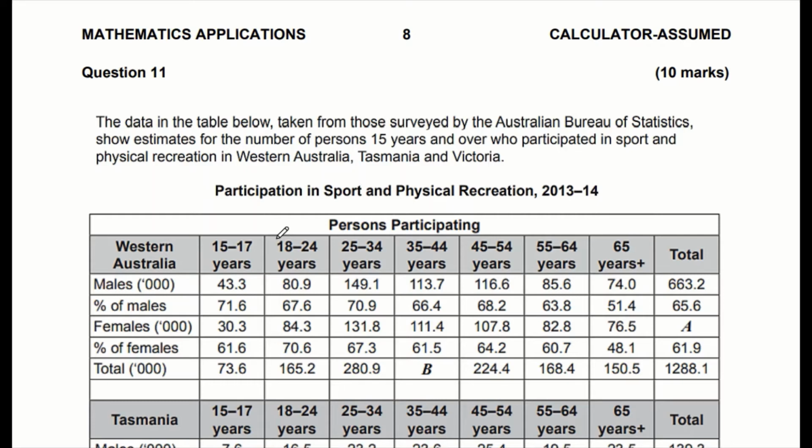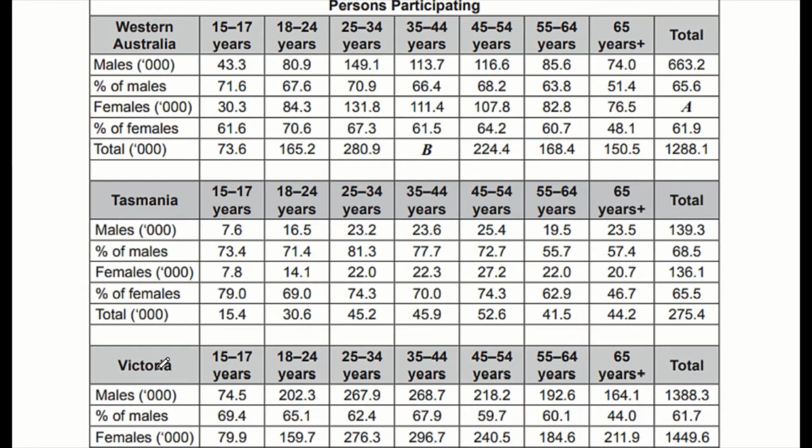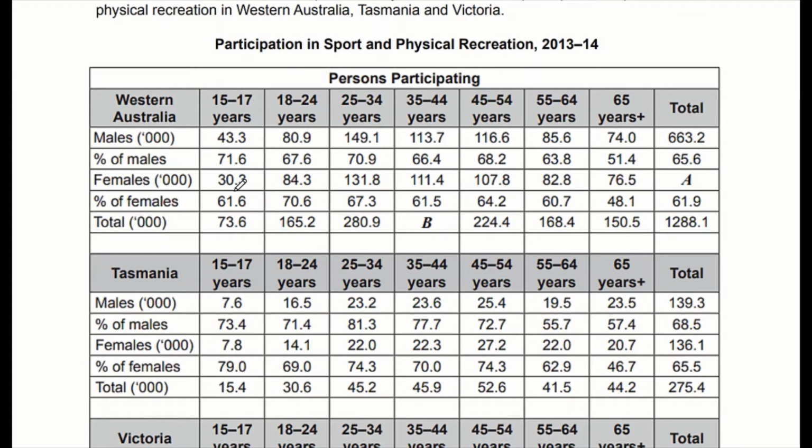Alright, question 11. Same thing, you can try to go through the question again. Basically, this is a table that gives you the participation in sports and physical recreation for different states, like WA, Tasmania, and also Victoria here. The data is given in a form where you have the gender, and after that you have each age group. So these are the persons that are participating.